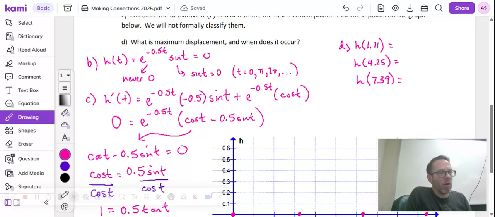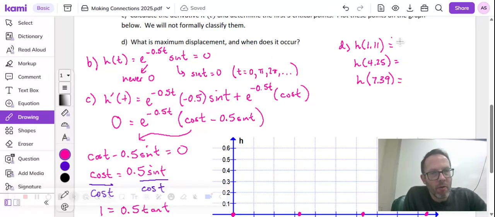If you guys were working at home, this would be a great problem to make Desmos do. Type in the function and just have it crank out these values. We'll use our calculator. So e to the power of negative 0.5 times 1.11 times sine of 1.11 equals.